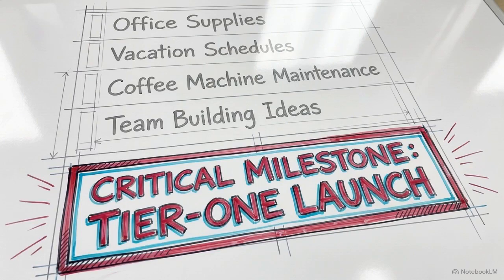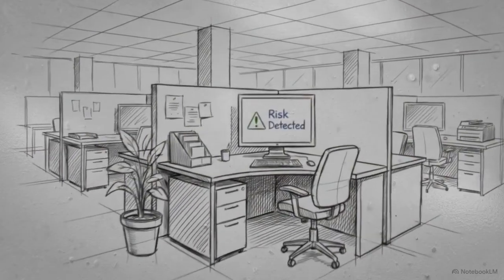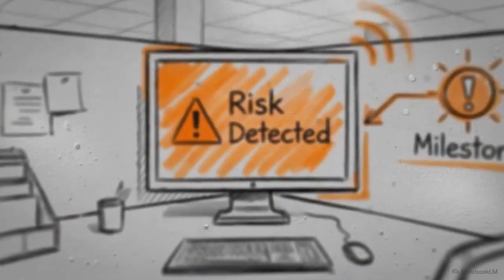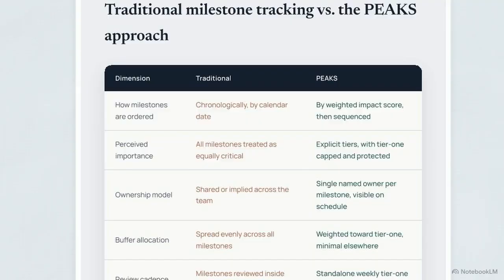Now that your architecture is built, we set up the signal phase. This turns your schedule into an active radar that detects impending risk long before a deadline is breached. Schedule a strict 15-minute weekly checkpoint. During this meeting, you only review Tier 1 milestones, and the named owners must be present. Do not fold this review into your general project status meeting. If you do, lower stakes updates will inevitably crowd out the specific, concentrated focus your Tier 1 deliverables require.